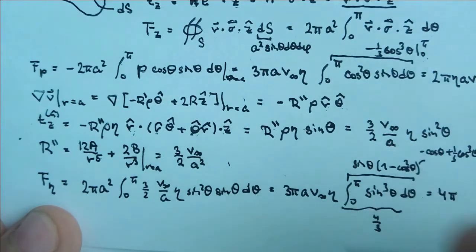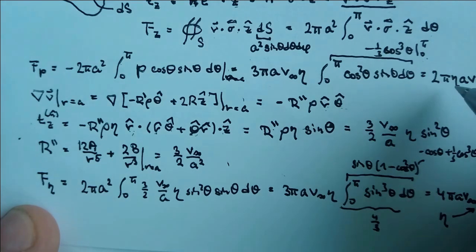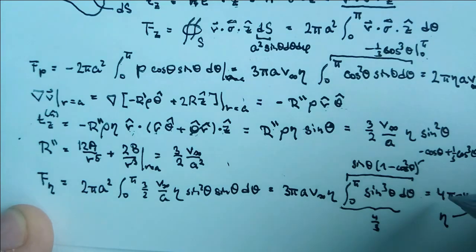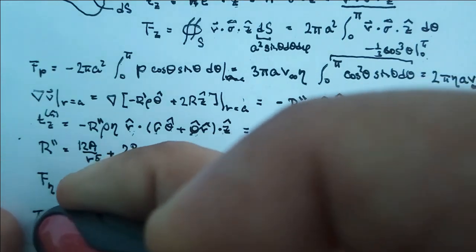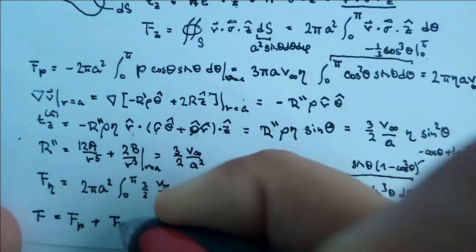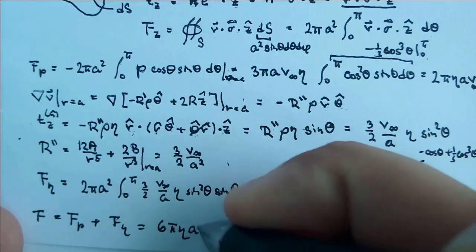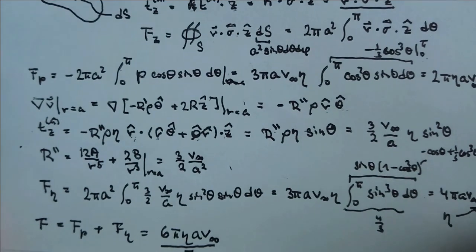This integral is 4/3, so the whole force is going to be 4 times pi. These 3's cancel out, so this is 4 pi a v infinity eta. You see that's 2 times as much as the pressure term, 2 pi a v infinity eta, as I told you at the beginning of this series of derivations. The whole force is then straightforwardly the sum of the pressure term and the shear term, which is 2 plus 4, equal to 6 pi eta a v infinity, and this is the Stokes-Drag formula. So that's it.